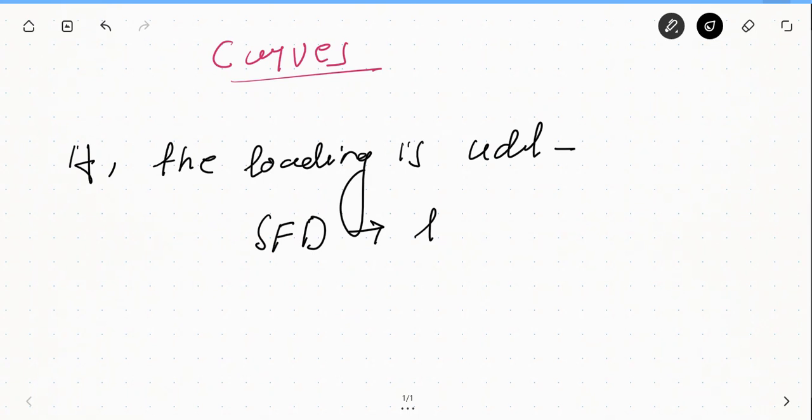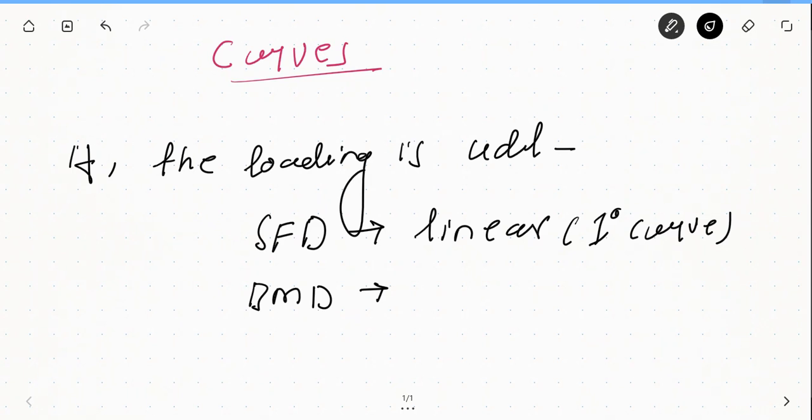These are the standard results which I have already written to you. The SFD which you will get is linear, and the BMD which you will obtain will be a second degree curve. Linear is a first degree curve, and BMD will be second degree or parabolic. Basically the equation of the bending moment diagram which you will get is parabolic, in terms of wx square by 2. Now what is this? This is the equation of a parabola.